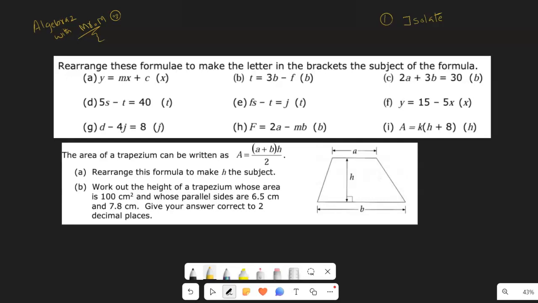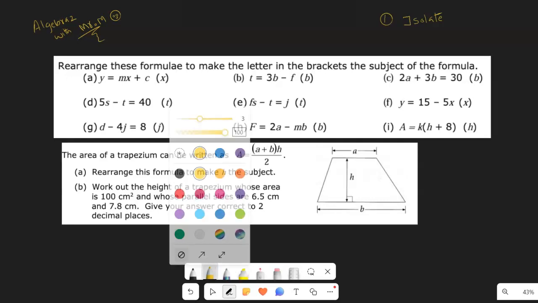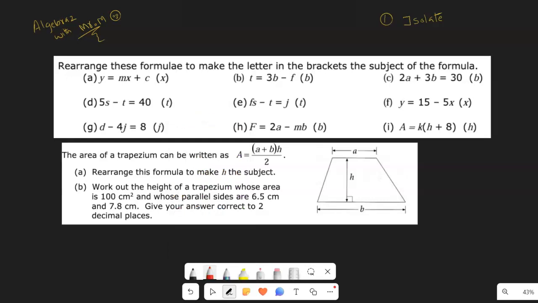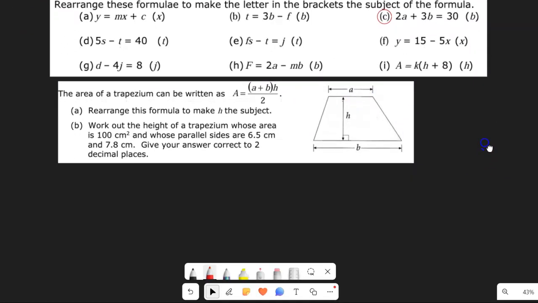You need to find which variable you need to make the subject of the formula. Just concentrate on that variable, then eliminate whatever you have with that variable. I will do one or two problems from this to make the procedure easier for you. So I'm going to do this problem.